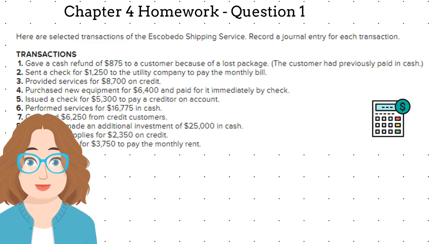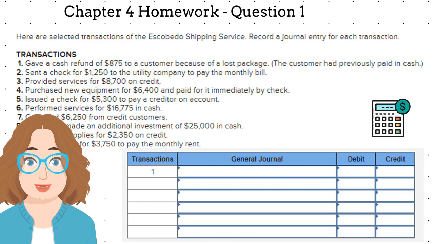The first transaction states, gave a cash refund of $875 to a customer because of a lost package. The customer had previously paid in cash. Okay. It sounds like Escobedo shipping gave the customer cash. That means that our cash decreased and assets decrease with credits. There you go, we figured out the credit for this transaction.